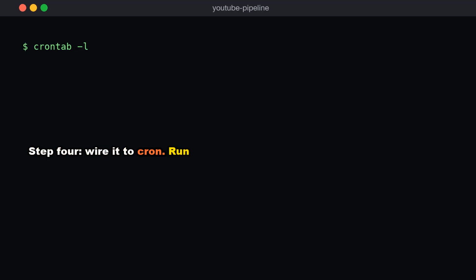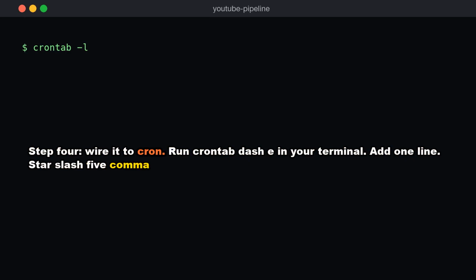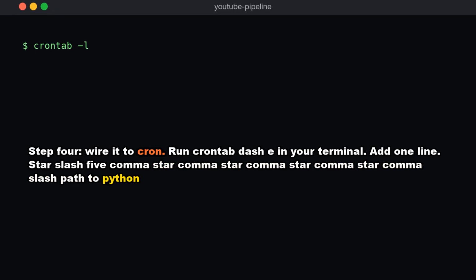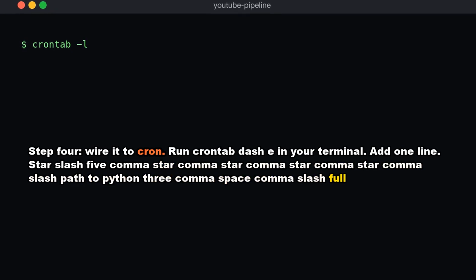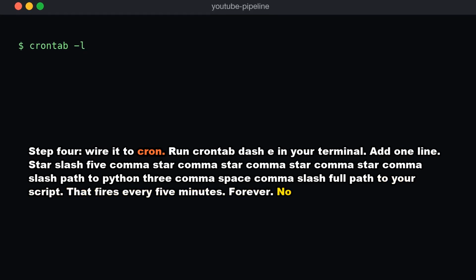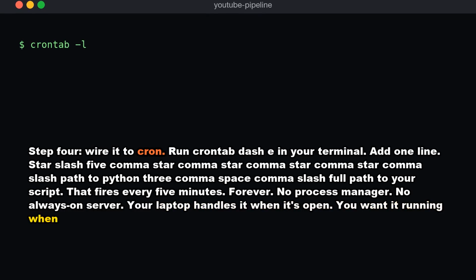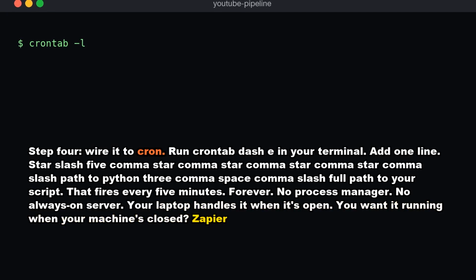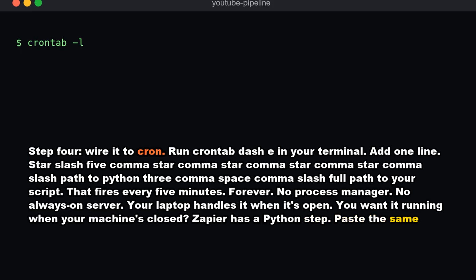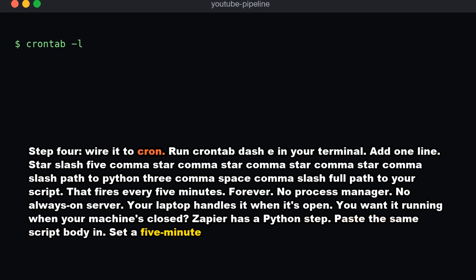Wire it to Cron. Run crontab -e in your terminal. Add one line. */5 * * * * path to python3, space, full path to your script. That fires every 5 minutes. Forever. No process manager, no always-on server. Your laptop handles it when it's open. You want it running when your machine's closed? Zapier has a Python step. Paste the same script body in. Set a 5-minute zap. Done. Free tier covers it.